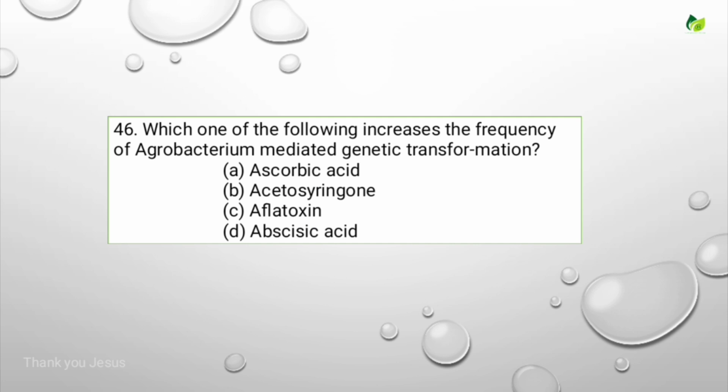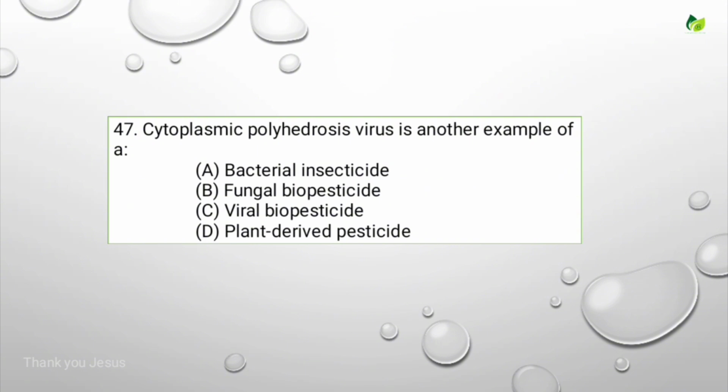Which one of the following increases the frequency of agrobacterium mediated genetic transformation? Options are ascorbic acid, acetosyringone, aflatoxin, abscisic acid. For this, the correct answer is acetosyringone. Let's see the next question.